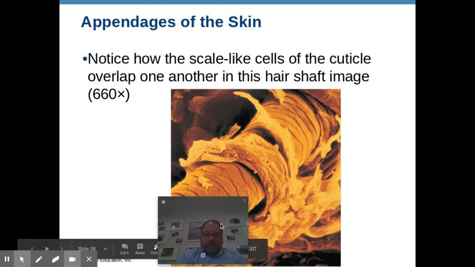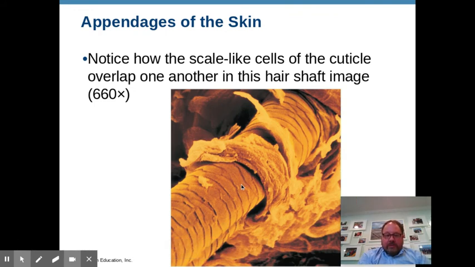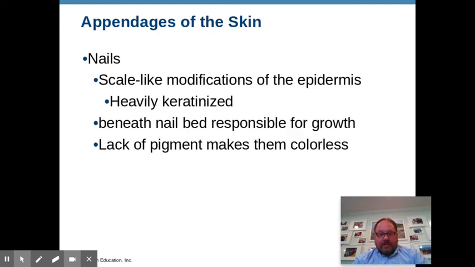All right, so here we can sort of zoom in. Looking at a hair, you can see how it looks sort of scaly with those cells. And again, they get filled with keratin, and then those cells will die. So, hair is non-living tissue that's created by those epidermal cells.